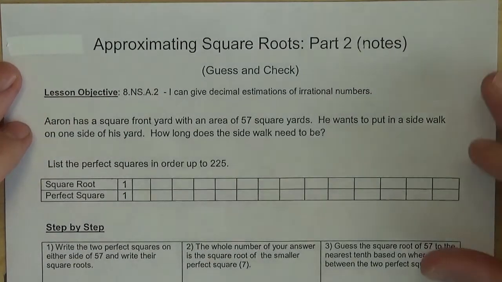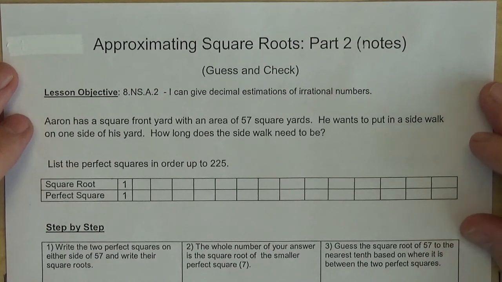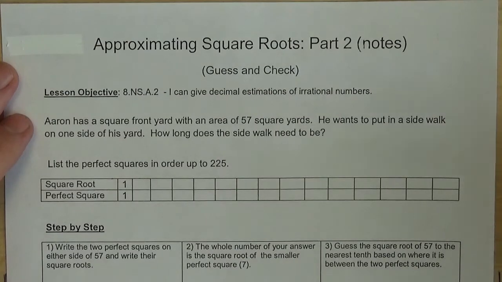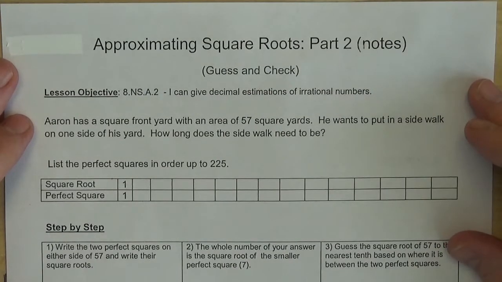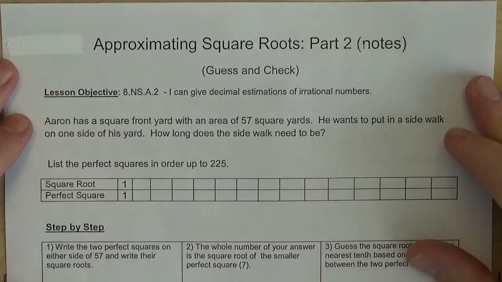So our introductory problem here says Aaron has a square front yard with an area of 57 square yards. He wants to put in a sidewalk on one side of his yard. How long does the sidewalk need to be? So we've talked about in class, if you know the area of a square, to find the length of one side, you just take the square root. So we'll be taking the square root of 57. This will be the example problem we work our way through here in the step-by-step boxes.